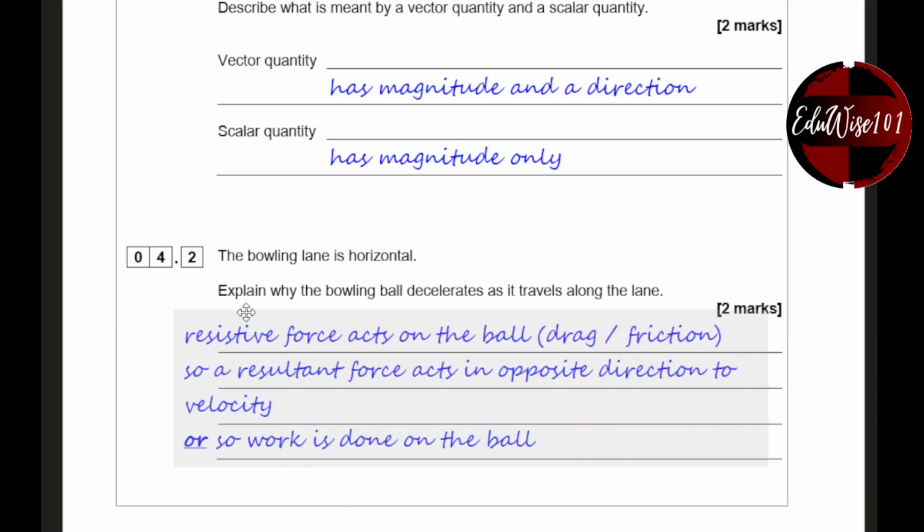So, there are resistive forces acting on the ball, which is usually drag and friction. So a resultant force acts in the opposite direction to the velocity. Right? That gives you just 1 mark. The next point will give you another mark, or you could say work is done on the ball, meaning to overcome the resistive forces.